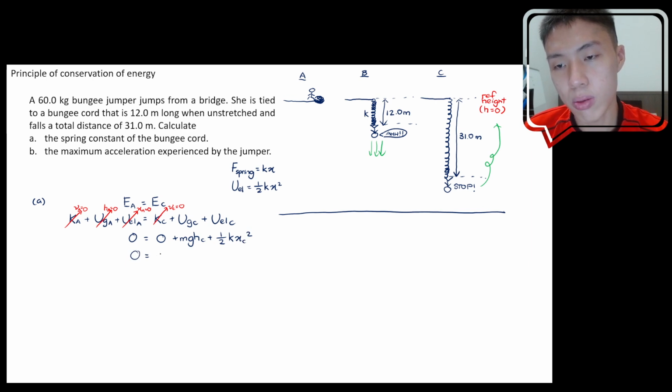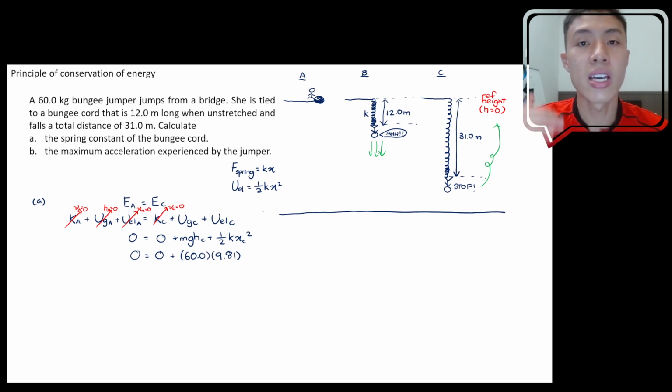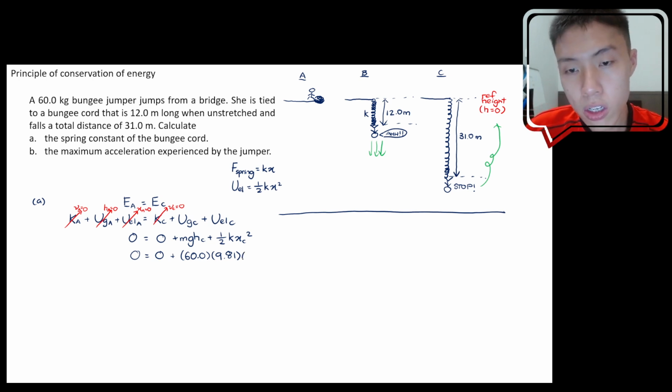Let's proceed with substitution. The mass over here is 60 kg, that's the mass of the bungee jumper. 9.81 for our acceleration due to gravity. Then you have your hc. hc, you can measure from the reference height to the height of the person over here. Because it's below the reference height, this 31 meter here should have a negative in front of it. If it's above the reference height, then the height will be a positive value. But now it's below, so this will be negative 31 meter.